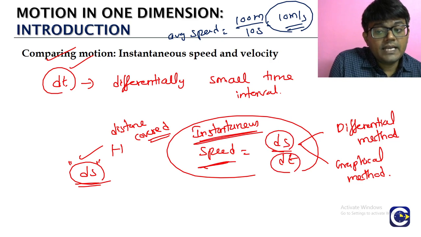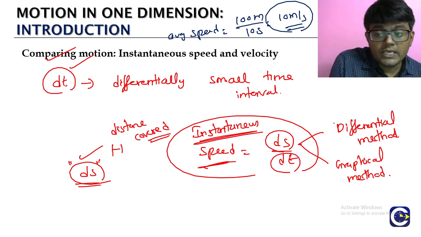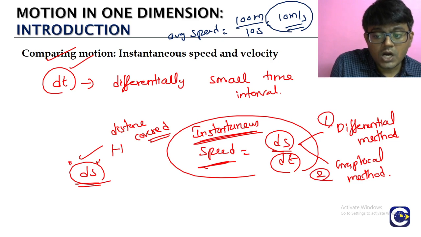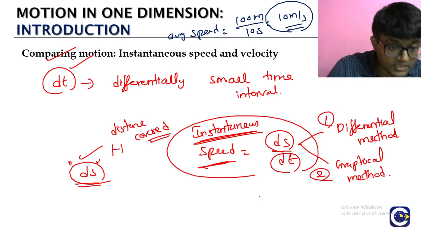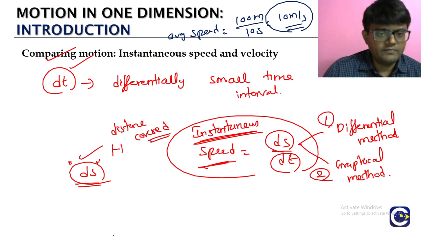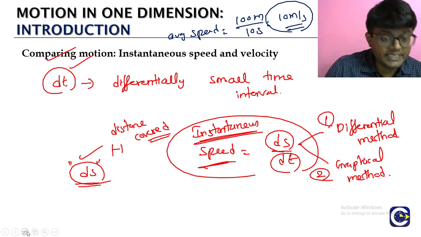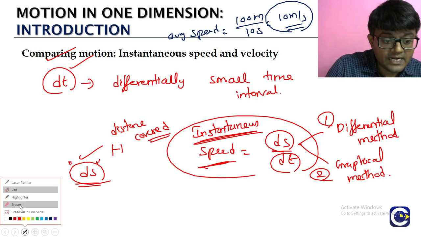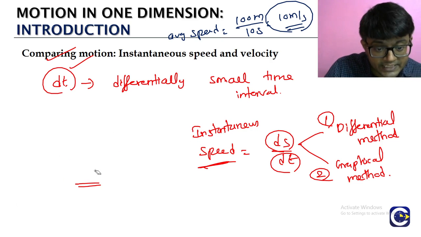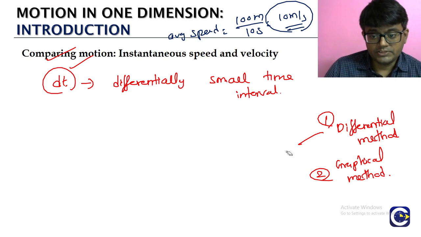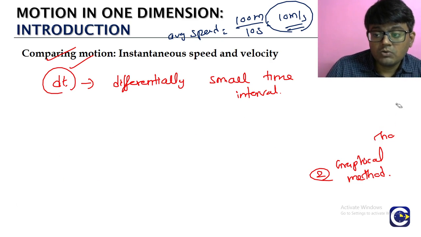Then we'll get the value of the instantaneous speed by either using the differential methods or by using the graphical methods. We'll get it by using what? Differential method or the graphical method. We'll talk about it when we go to the specific problems, but here we are just trying to understand what is the meaning of the instantaneous speed and instantaneous velocity.